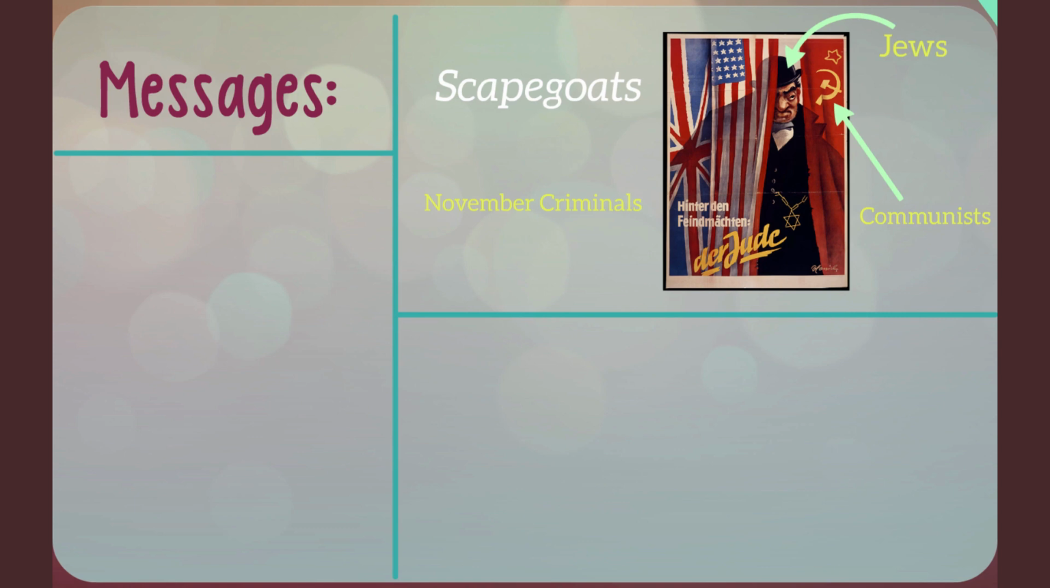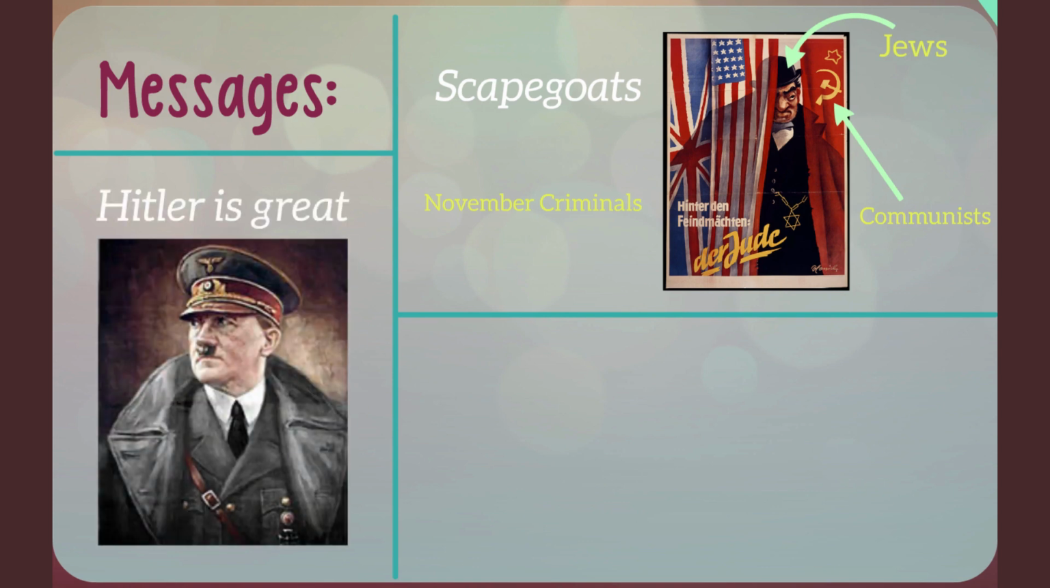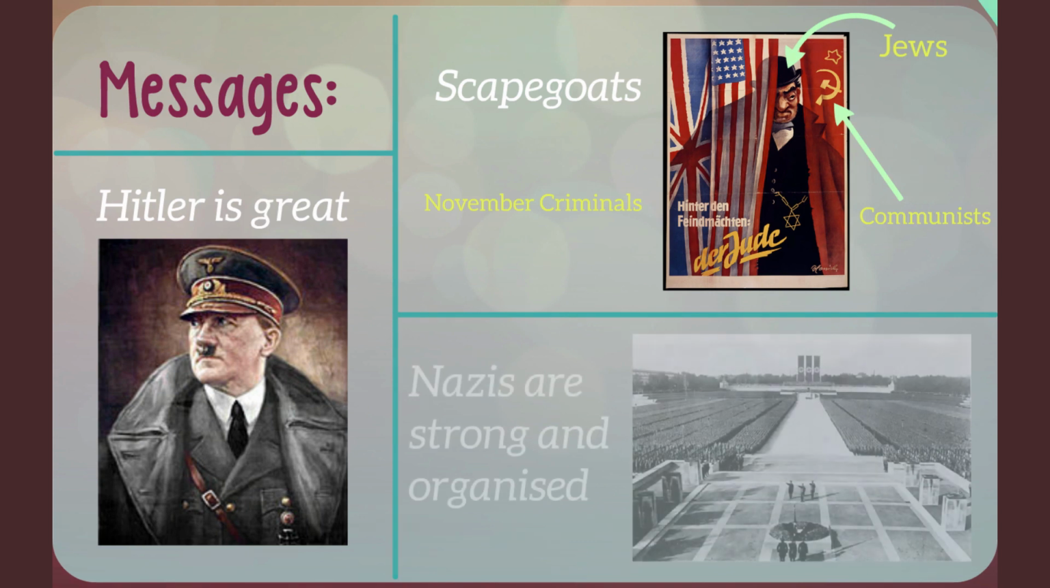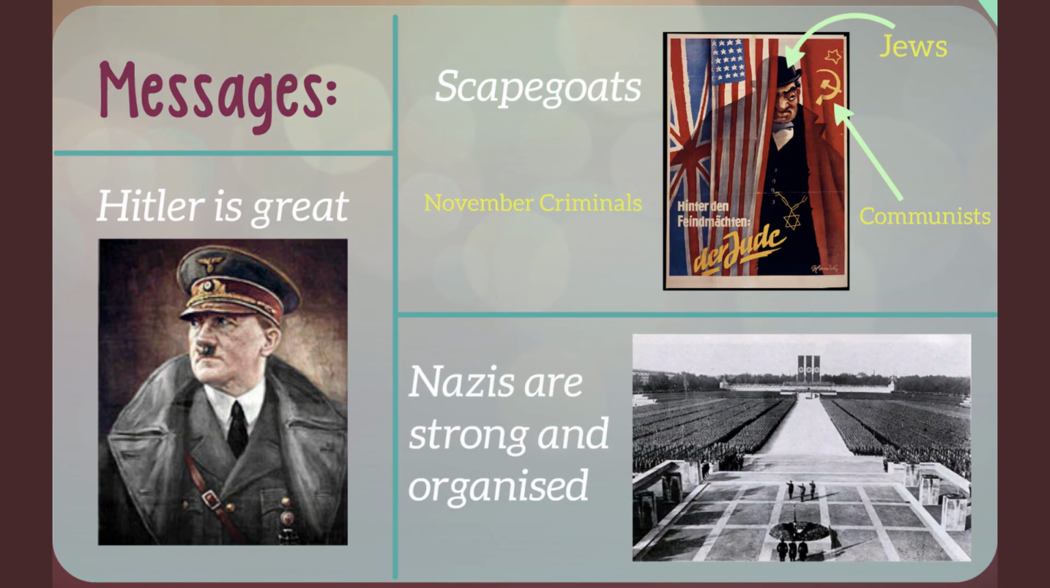The next thing that they were trying to say in their propaganda was that Hitler was the voice and leader of the Nazis, and that Hitler was pretty amazing. He is shown as being very strong, stern, and in complete control. And in this, the message that they were trying to convey is that all-important image of strength and order. They wanted to demonstrate to the German people that the Nazis were strong and organized, and this was due to Hitler's passionate speeches and charisma.